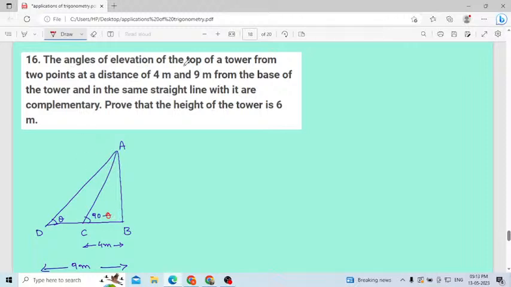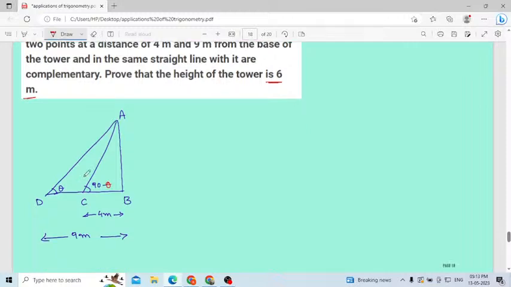The angle of elevation of the top of a tower from two points at a distance of 4 meter and also 9 meter from the base of the tower, in the same straight line with it, are complementary. Prove that the height of the tower is 6 meter. You have to prove the height of the tower is 6 meter.